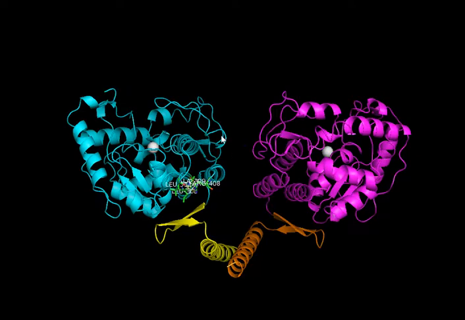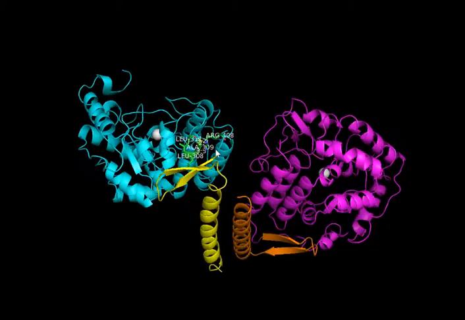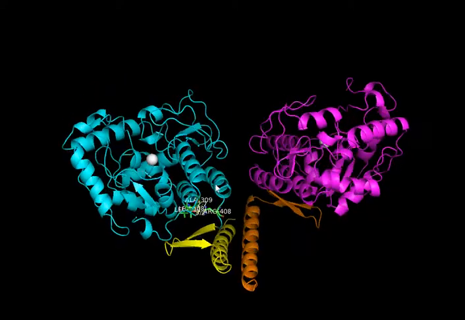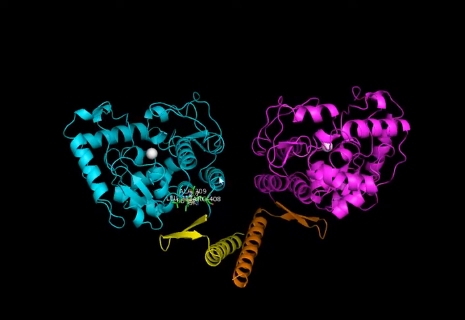This is the active component of the enzyme. There's also a tetramerization domain or oligomerization domain, shown here in yellow and in orange. And finally, there's also a regulatory domain, but this is not depicted here.